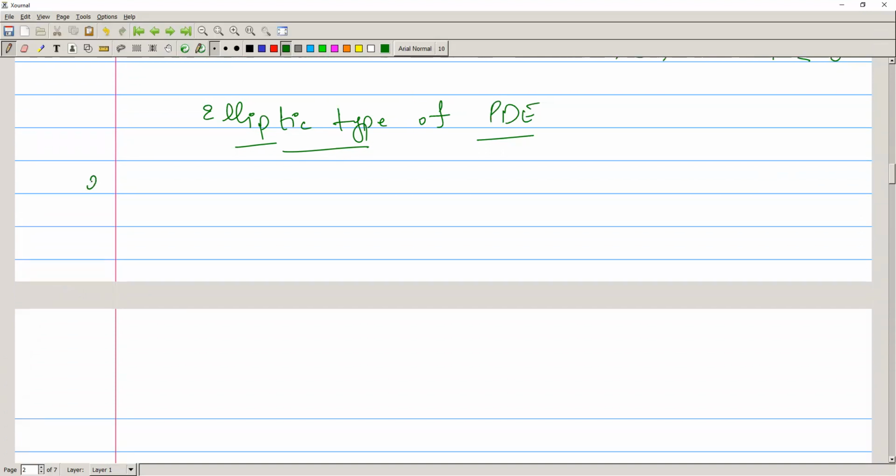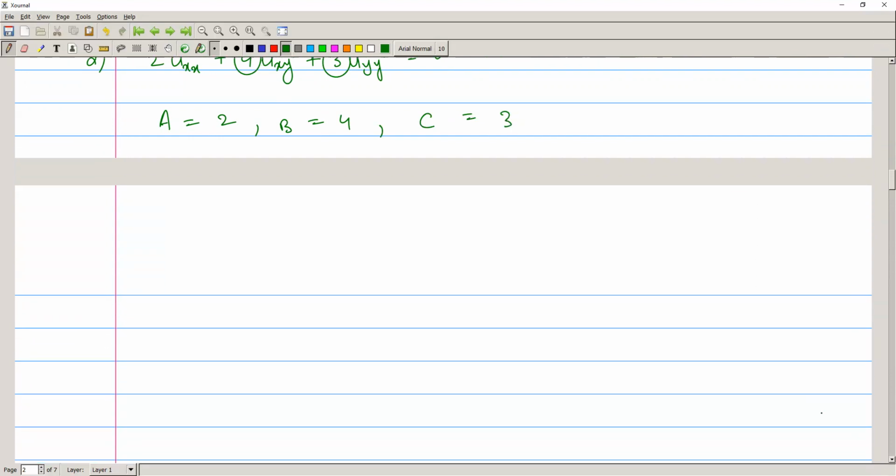Let's say that we are given an equation 2uxx plus 4uxy plus 3uyy is equal to 0. So what's A in this case? It's 2. What's B in this case? It's the coefficient of uxy, that is 4. What's C in this case? It's the coefficient of uyy, that is 3.